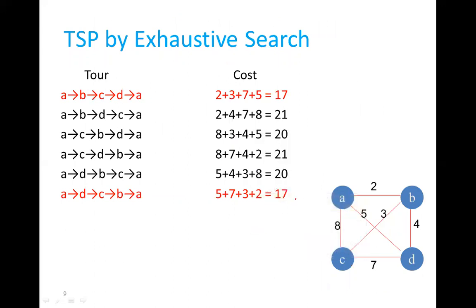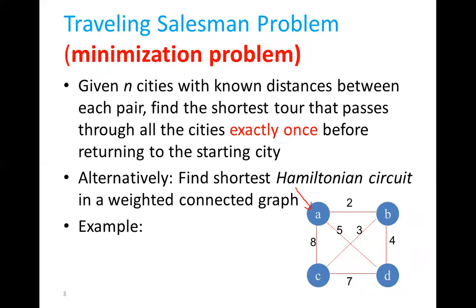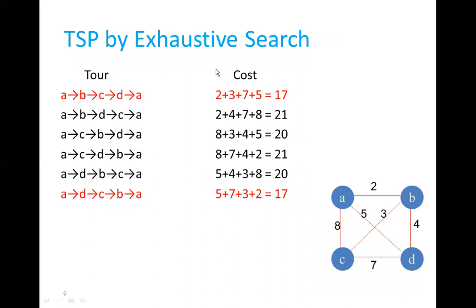So based on exhaustive search, we have a set of potential solutions, and we will consider them all. After that, we will look to the global minima for the minimization problem. The traveling salesman problem is a minimization problem, so we are looking for a global minima.